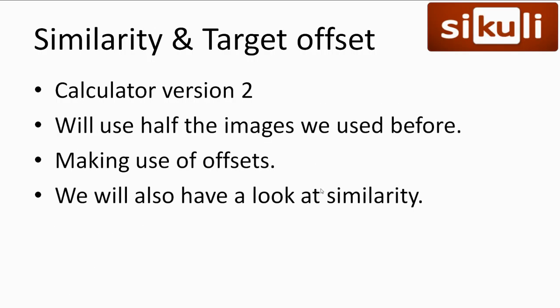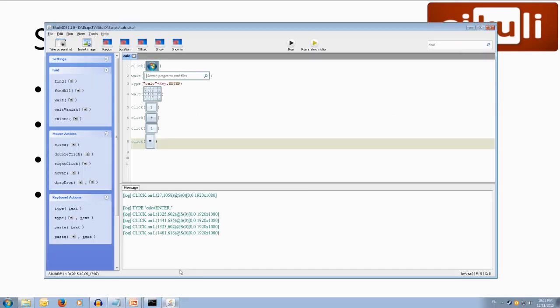Alright, let's modify our Sikuli script to use less than half the images we used before by using offsets. We'll also have a fiddle with similarity. Alright, so let's come back over to our code here. So we don't need to change our first thing. We definitely want to click the start button, and we definitely want to search calc, but we can start to change this wait section here.